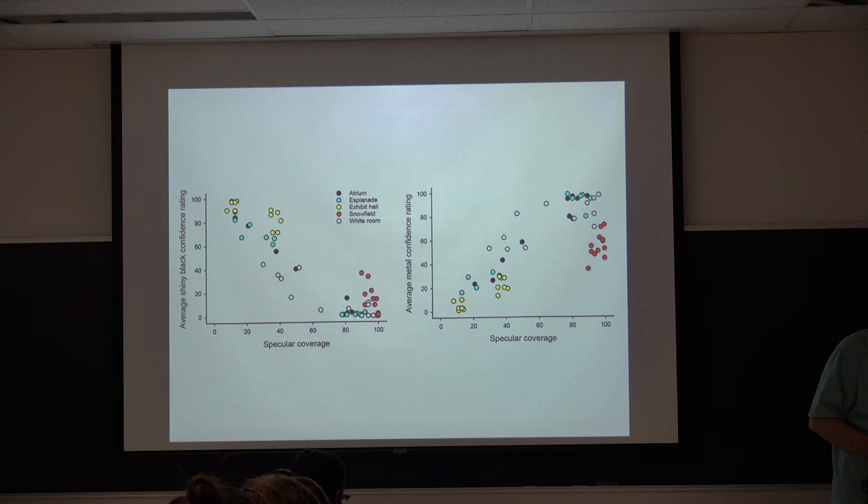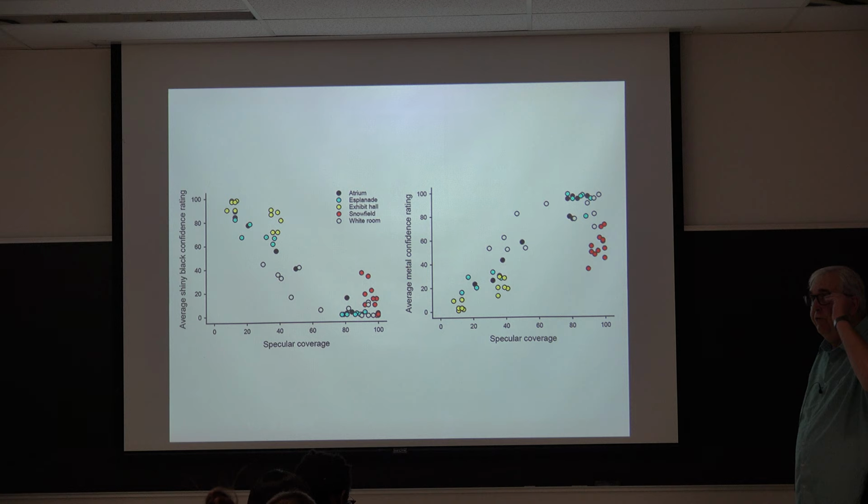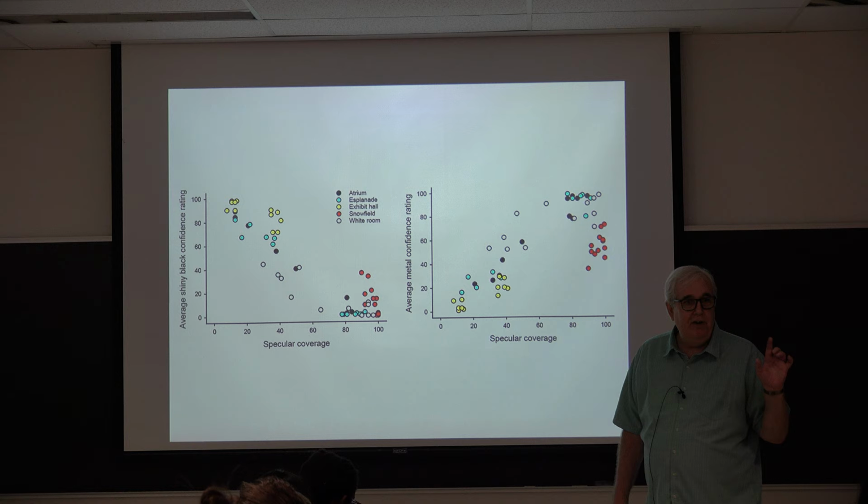So that measure I just described to you is called specular coverage. And if we look at the subject's confidence that they're looking at shiny black, when the specular coverage is high, they're saying, no way it's shiny black. So they have zero confidence. And as the specular coverage goes down, now I'm really confident it's shiny black. This correlation, by the way, accounts for about 86% of the variance. For something as crude as a confidence rating, that's a pretty high percentage of the variance that you would typically get in an experiment like this.